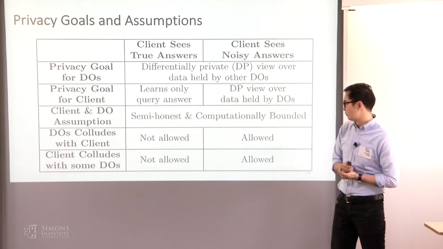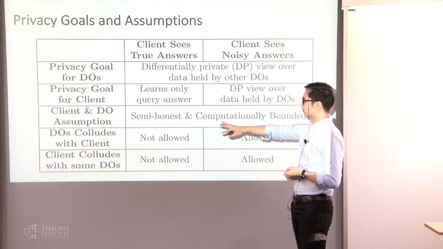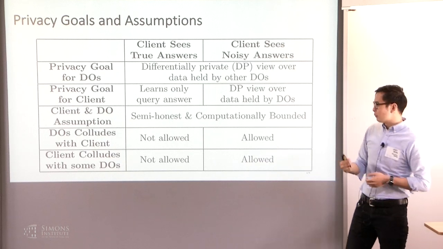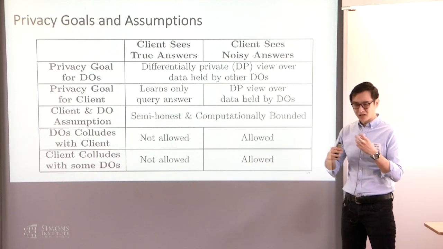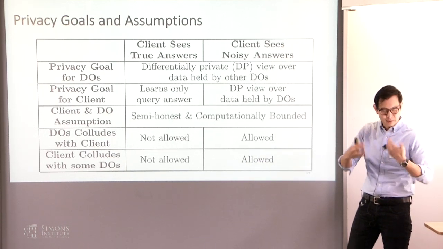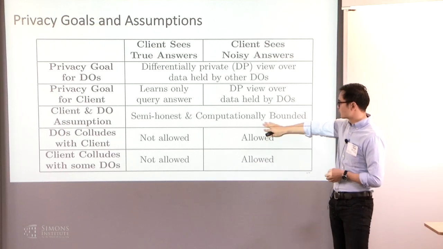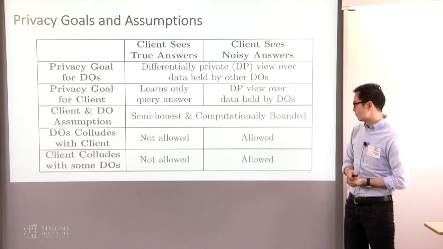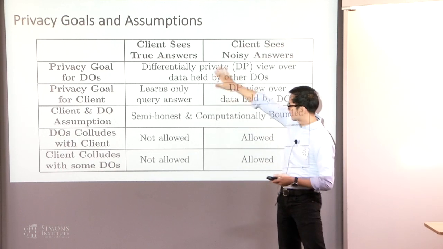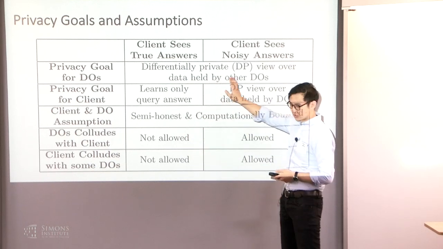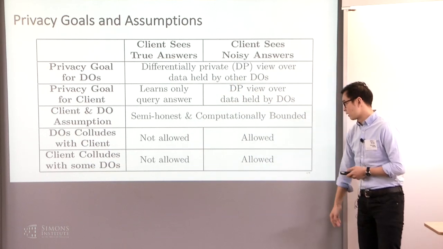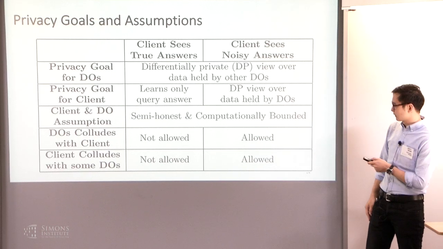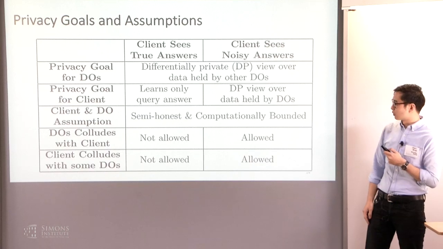We assume this is semi-honest, so everybody will follow the protocol honestly, but they are curious, and will try to look at the execution and learn things about the data. We're assuming everybody is computationally bounded, so we're using computational differential privacy here. When you're seeing true answers, we assume there's no collusion between data owners and clients. But with differential privacy, we can allow them to collude as much as they want. Cool, so these are our privacy goals and assumptions.